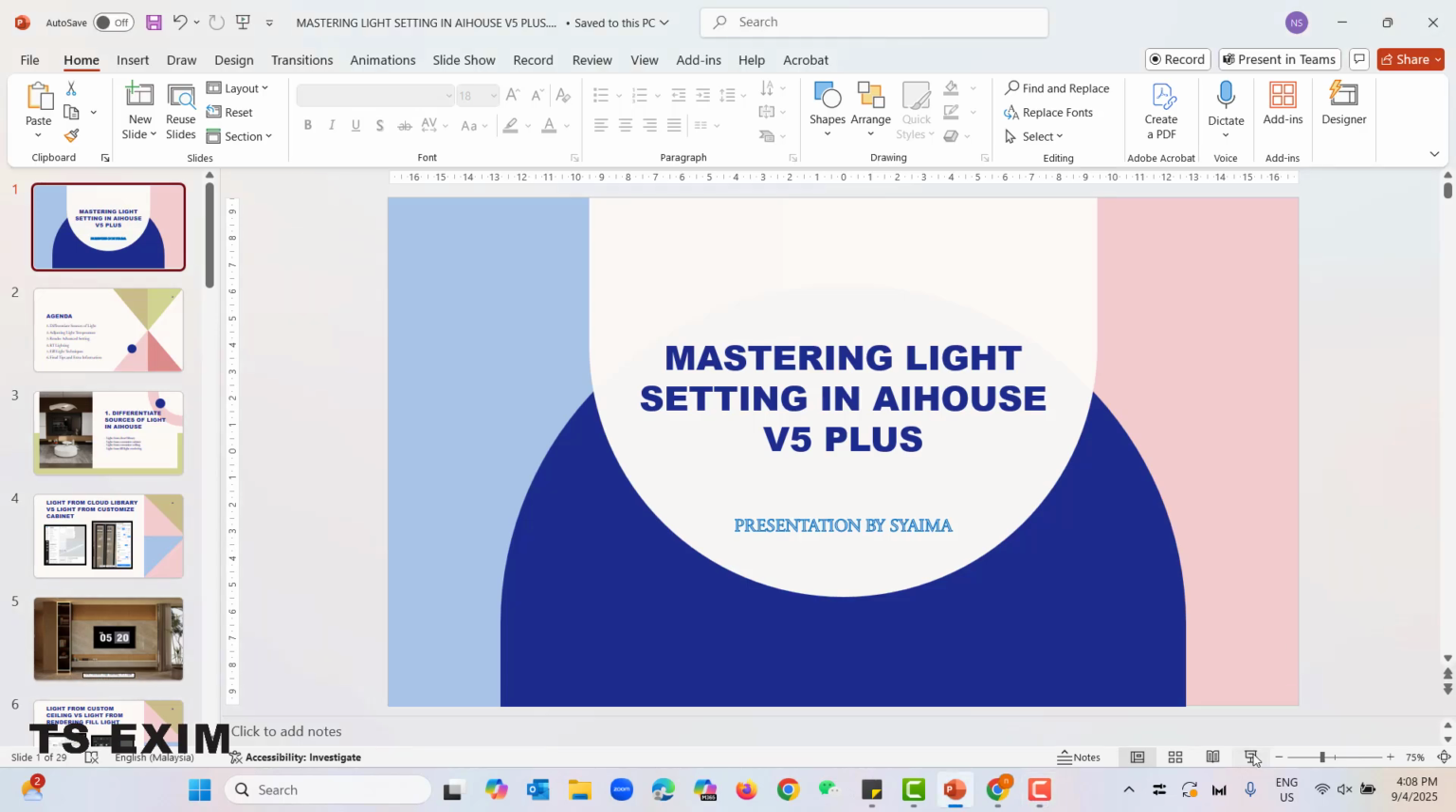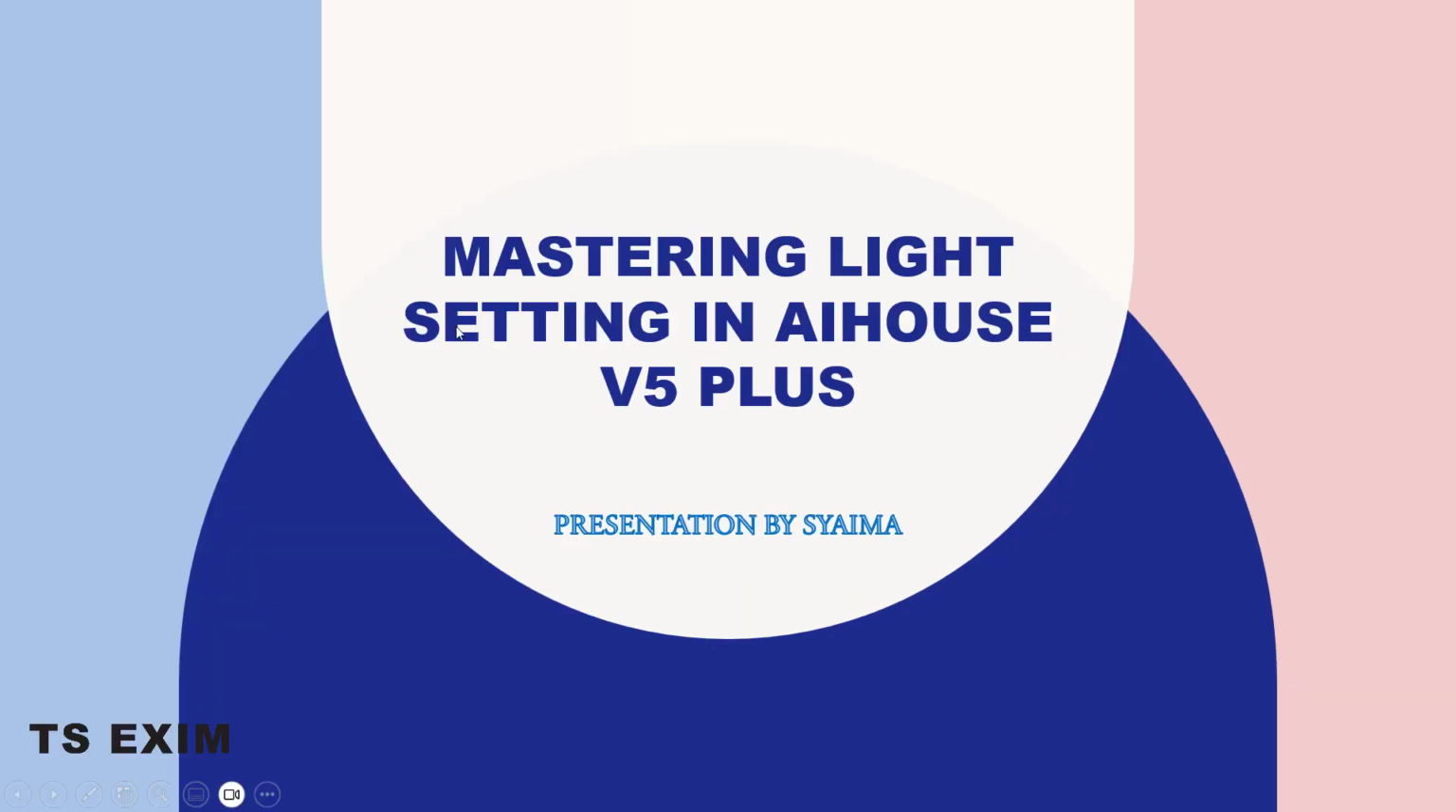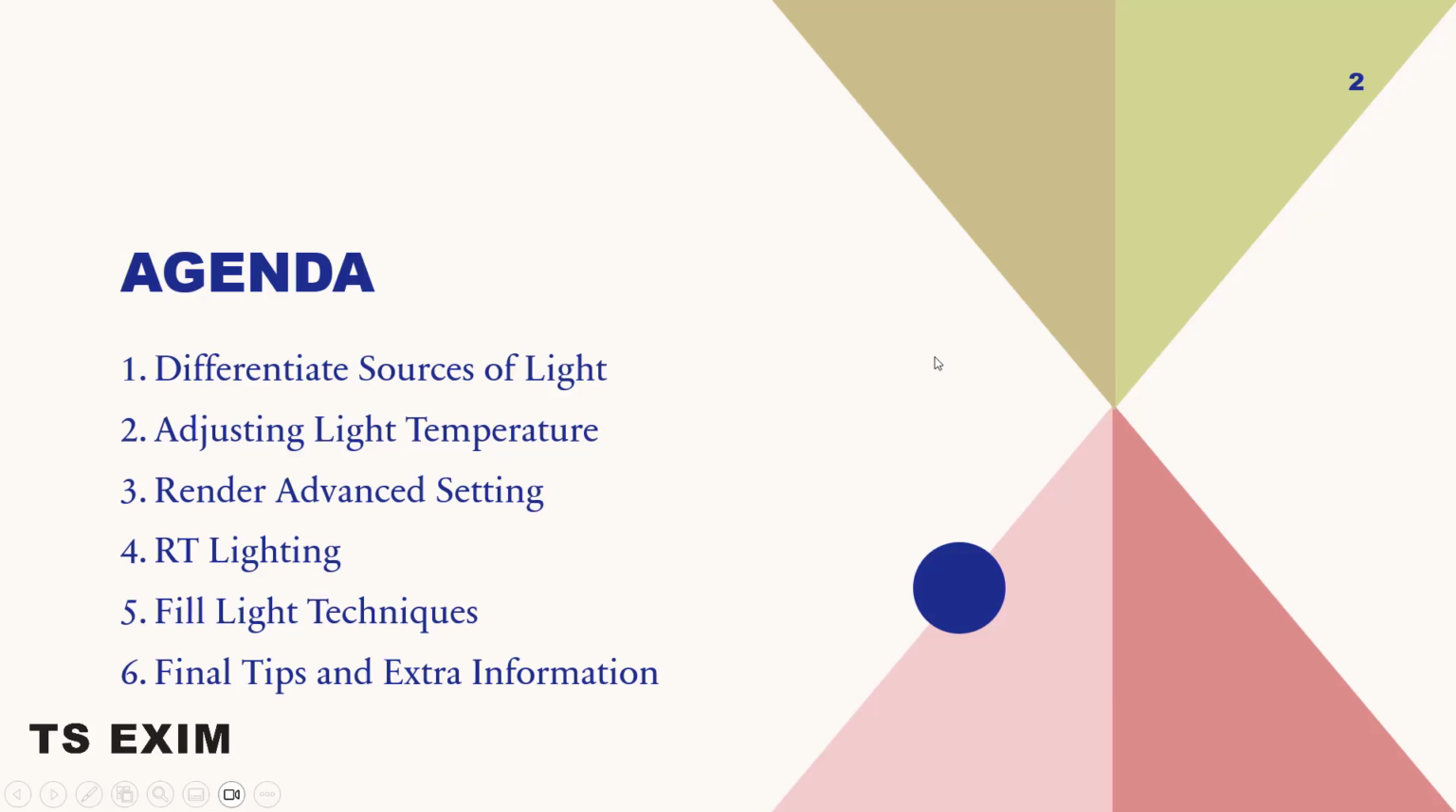Hello guys, I'm Shaima. In this tutorial video, I will teach you how to master light setting in AiHouse version 5 Plus. So we have 6 agenda. The first one is differentiate sources of light, then adjusting light temperature, render advanced setting, RT lighting, fill light techniques, and the last one will be final tips and extra information.